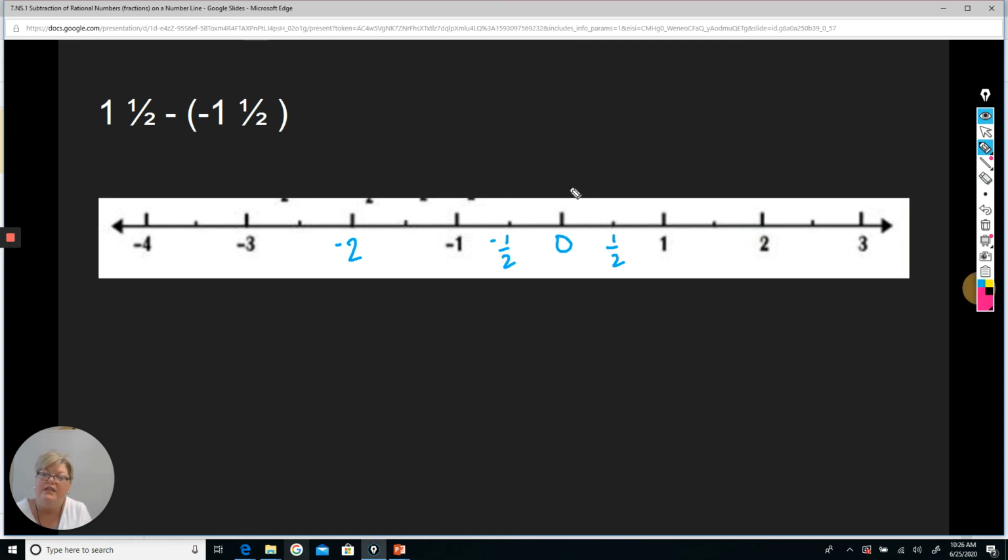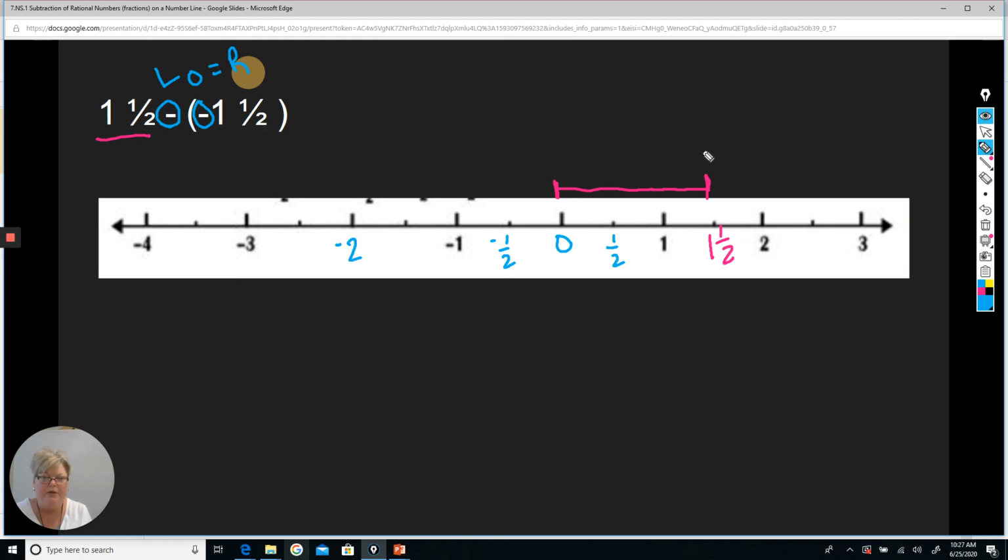Okay, so I'm going to start at 0 right here, and I'm going to go to the first term, which is +1 1/2. So I'm going to go to 1 1/2 right there. So this is 1 1/2. This is where I'm going to stop. And then right here it tells me to go left, but this tells me to go opposite. So the opposite of left is right. So I'm going to go right 1 1/2.